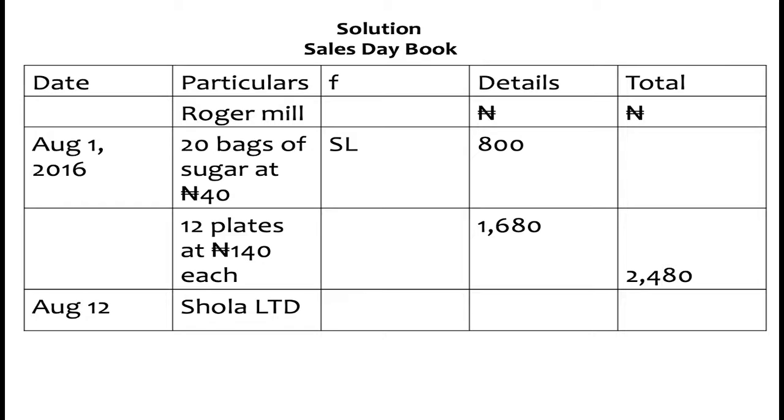August 1st, 2016 was the date for Roger Mill. Roger Mill bought 20 bags of sugar at 40 naira. So if you multiply 20 times 40, you get 800 naira. 12 plates at 140 each, which is, if you multiply 12 times 140, you will get 1,680 naira. If you sum up 800 plus 1,680, you will have the total of 2,480. Shola Limited.